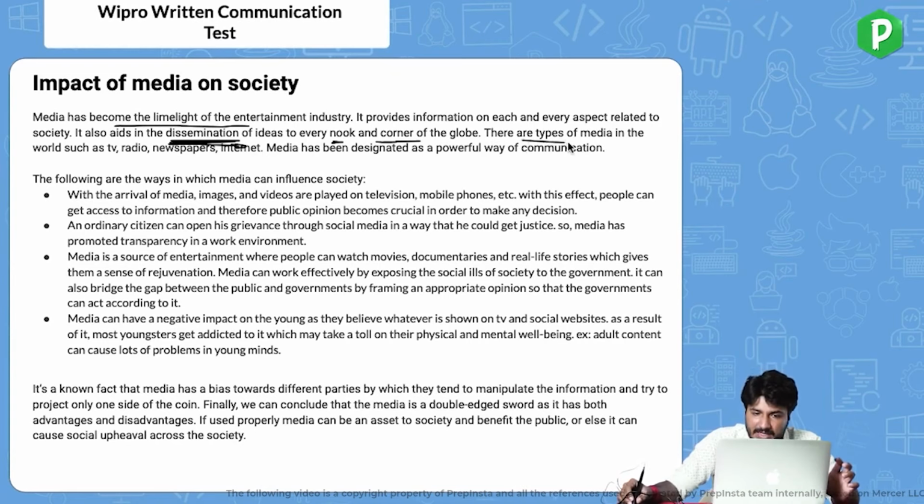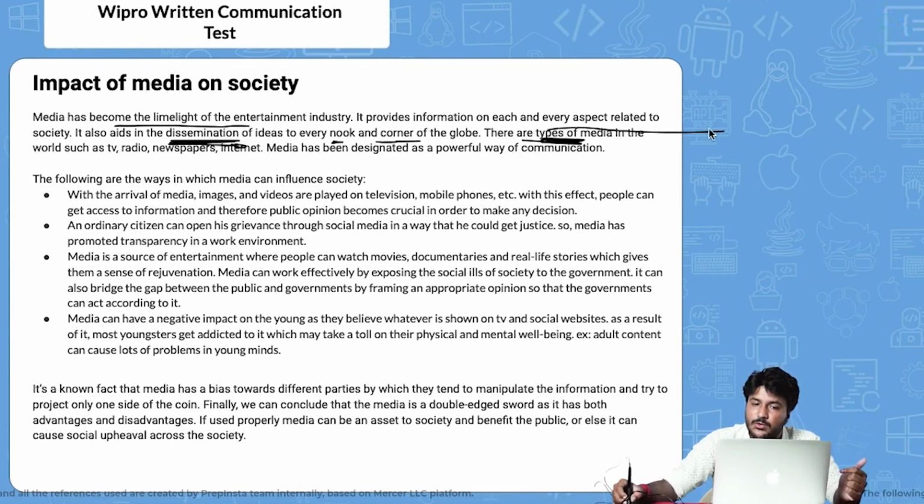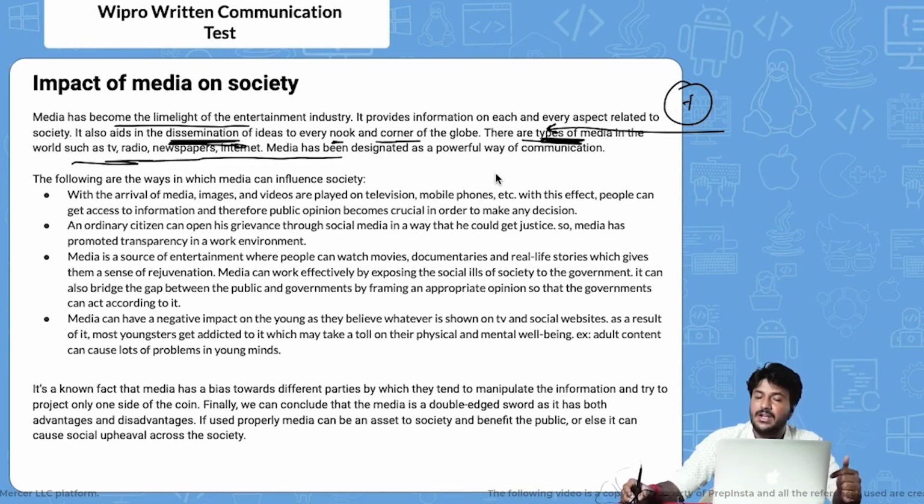These are the types of media. So, for example, I told you that you have to give examples, you have to give references. So the AI system is able to understand, okay, you are going to give references here. So it gives you some positive marks, because examples are given. So again, positives: use examples as much as you can.